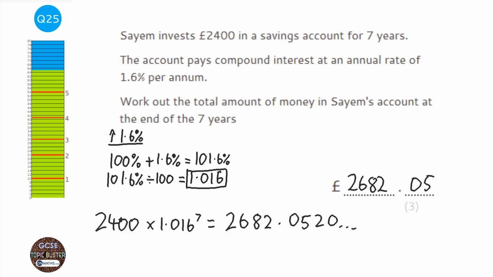Now the last step is really just to check that that makes sense. Well, we're in a savings account for 7 years, we've put in £2,400 and we've got out after 7 years 2,682 roughly, so 2,600. So we've made £200. Now the interest rate, the 1.6%, is quite a low interest rate, so we wouldn't expect very much money. So about £200 is about right. So you can always just check your answer to see if it makes sense. If you ended up with less money at the end, then alarm bells are ringing.